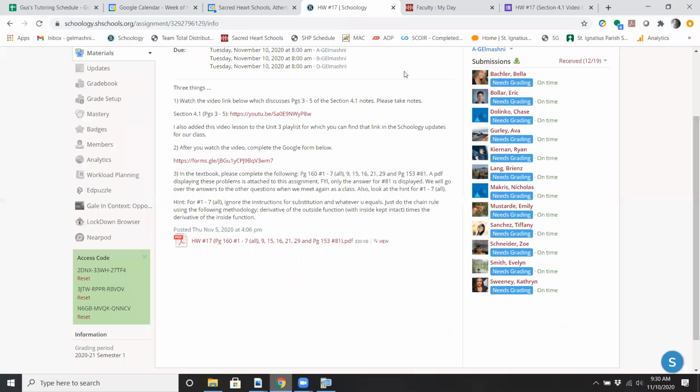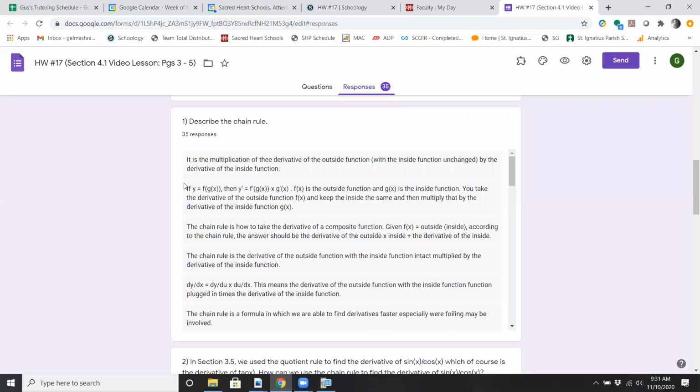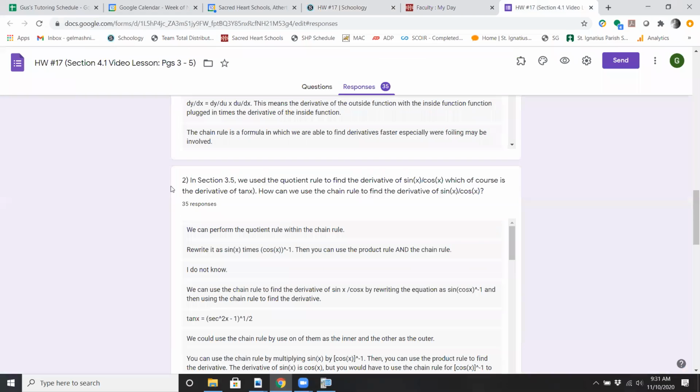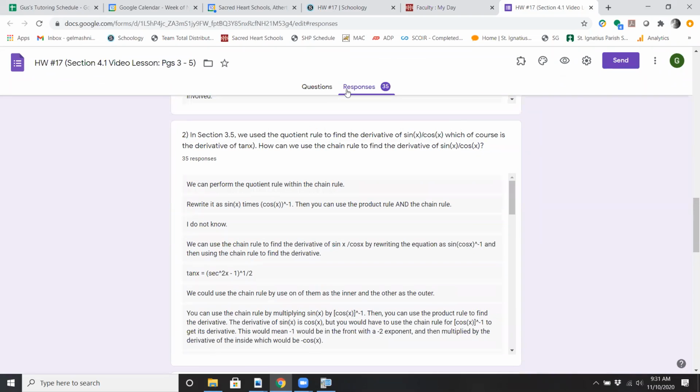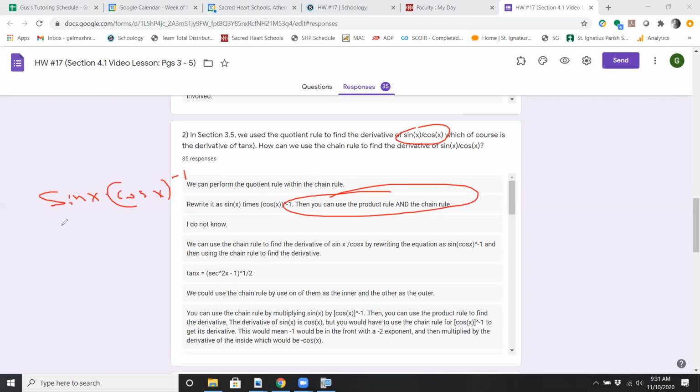Google form really quickly. Describe the chain rule. Remember, the derivative of the outside kept inside intact times derivative of the inside. Now, for number 2, for sine x over cos x, you could write it as sine x times cos x raised to the -1 power. It's the same thing as sine x over cos x. And then do a product rule with the chain rule, where you do derivative of sine times cosine raised to the -1 power kept intact, and then flip it.